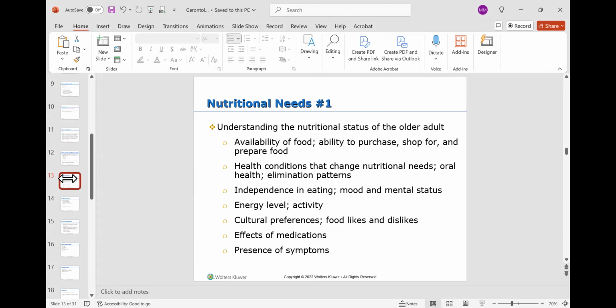And then cultural preferences. Are there foods available for what they like, or maybe what their religion dictates they can or can't eat? There's so many implications, right? And then the effects of medication. Some medications make you hungry. Some medications make you not hungry, right? Some medications give you a metallic taste in your mouth, and then nothing tastes good, right?